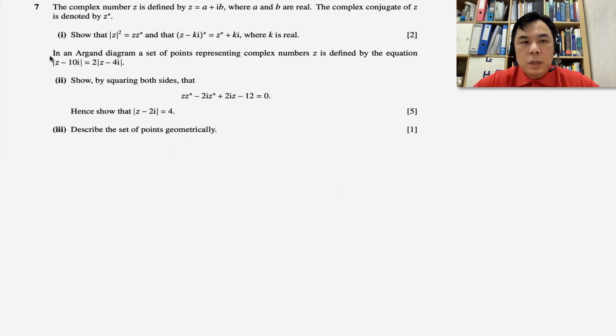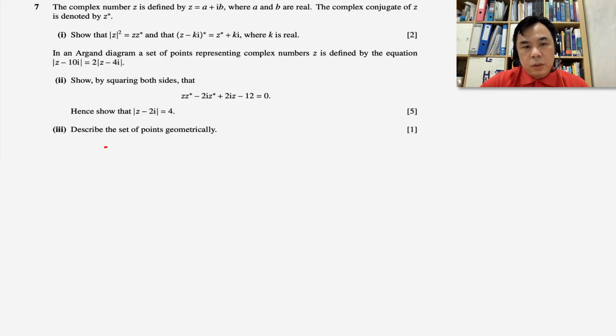Alright, next let's look at the second section of this. In an Argand diagram, a set of points representing complex number z is defined by this equation here. Now, by squaring both sides, we need to prove that this equation is equal to 0. Thereafter, we are going to show that this entire complex equation can be simplified into this form. And lastly, based on this form, we're going to describe the locus represented by this complex equation. All right, let's get started with this.